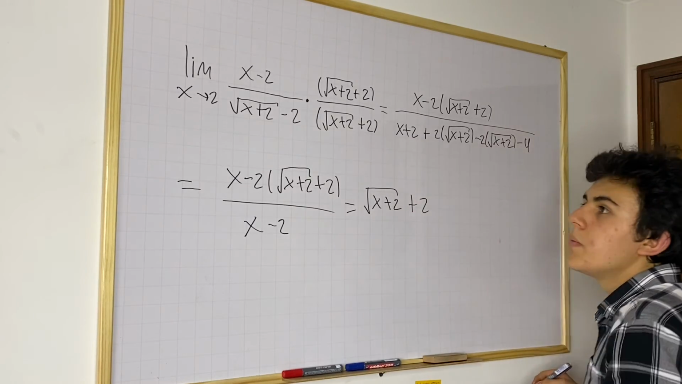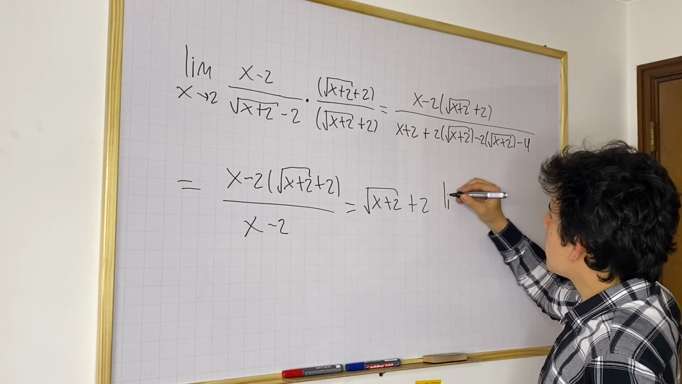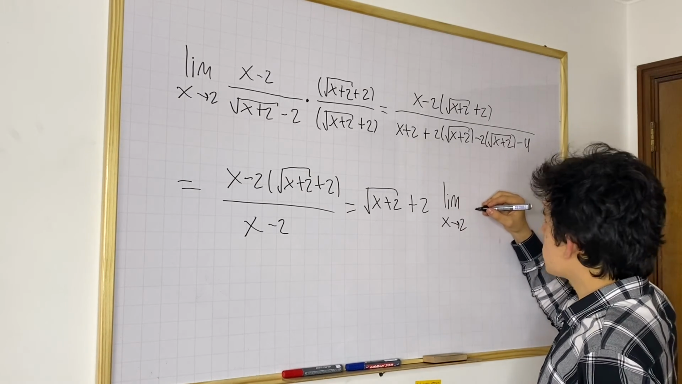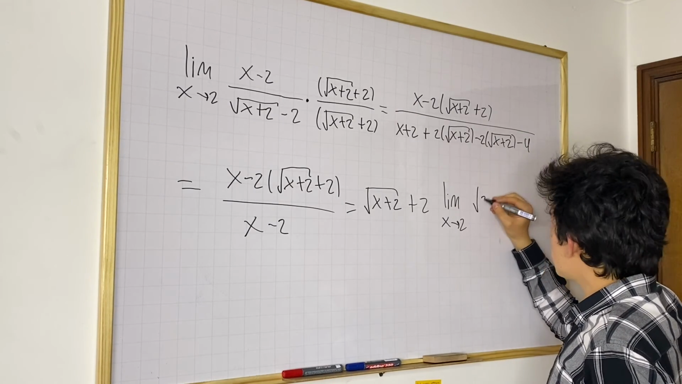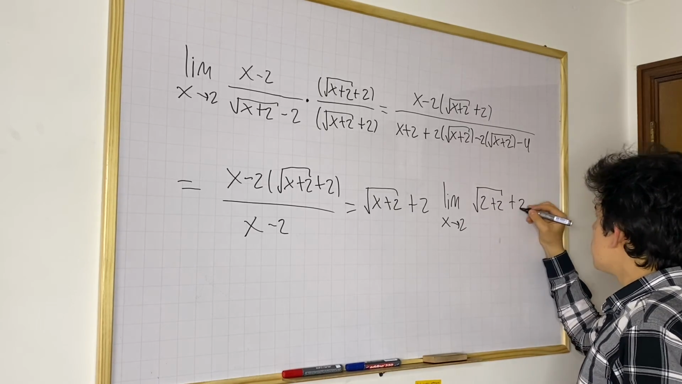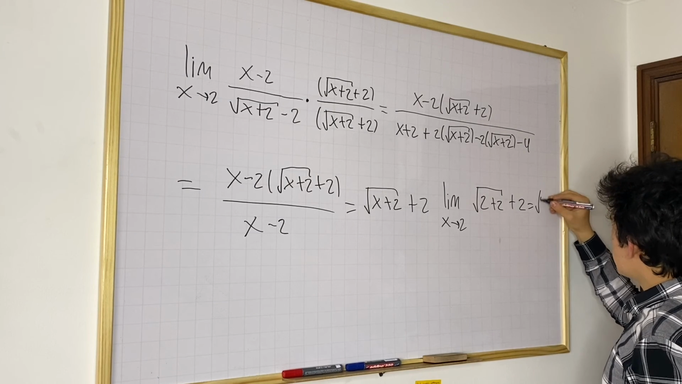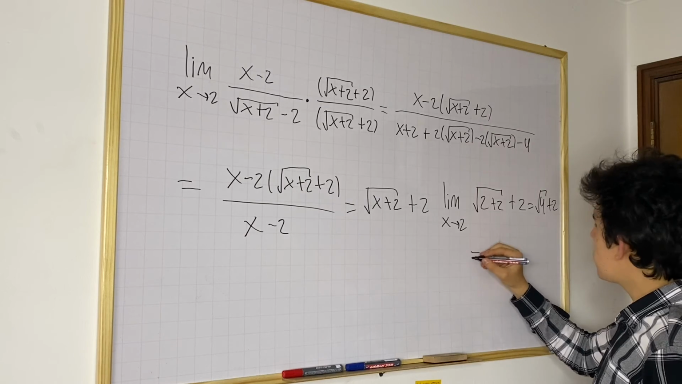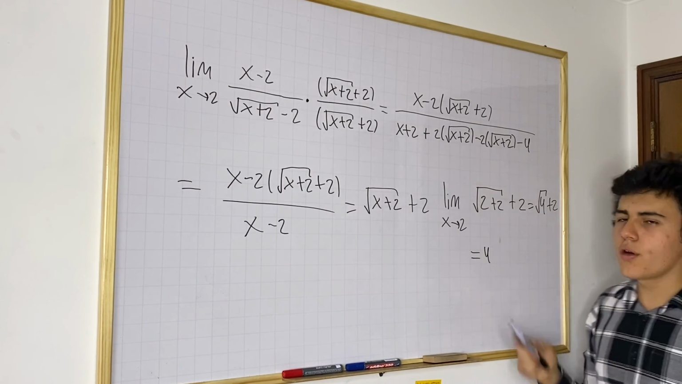Cool. So we know the limit as x approaches 2 of this function right here, so we're going to have the square root of 2 plus 2, plus 2. This is the same as the square root of 4 plus 2, same thing as if we had 4. Cool. And 4 is our answer.